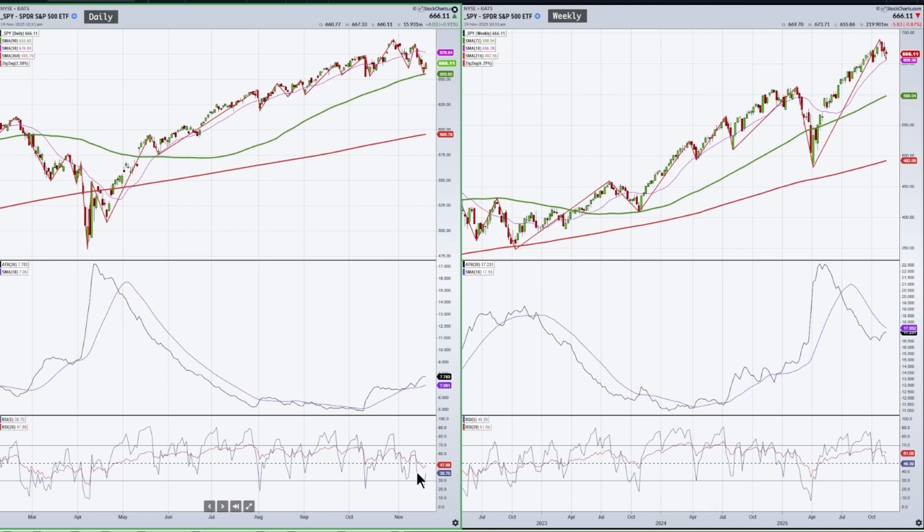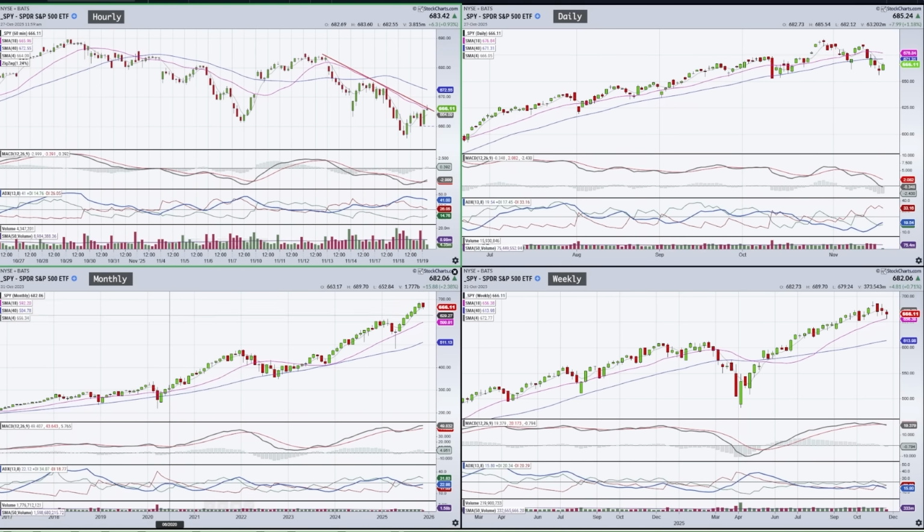I don't see that happening on the daily because the RSI broke. So we could end up forming a little trading range in the near term while this develops. All right. So let's go ahead and switch over to the other charts. I wanted to look at the 4 time frames because there's important things that are developing here.